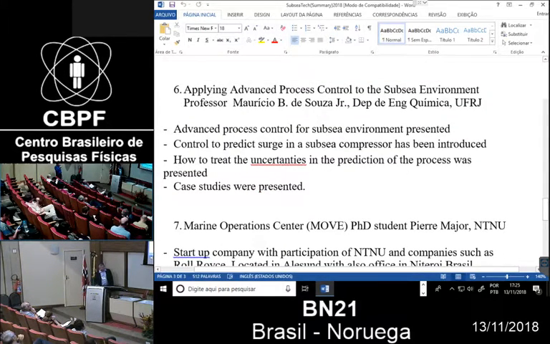Then there was a presentation by Unicamp on applying advanced process control to the subsea environment. He talked about advanced process control for the subsea environment to predict surge in subsea compressors, and how to treat uncertainties in the prediction of the process was also mentioned. Also, a case study was presented.